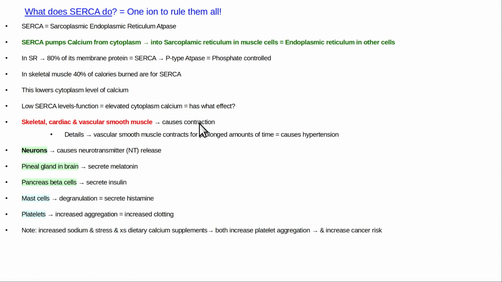So again, what does SERCA do? In a muscle cell, it contracts, and the pineal gland releases melatonin, and the pancreas releases insulin. Okay, mast cells degranulate. Also in platelets, it causes increased aggregation, makes them clot. That's bad. So basically, all these things that are going to decrease SERCA function, they're going to make platelets more prone to clotting, which is bad. And we also know excessive dietary sodium makes platelets more prone to clotting. That's bad. Psychological stress, bad. Okay, you don't want that.